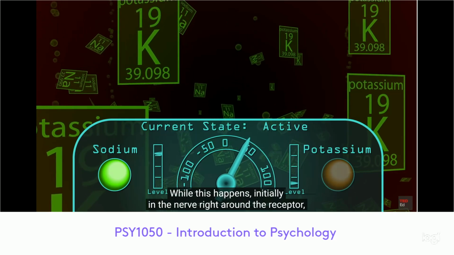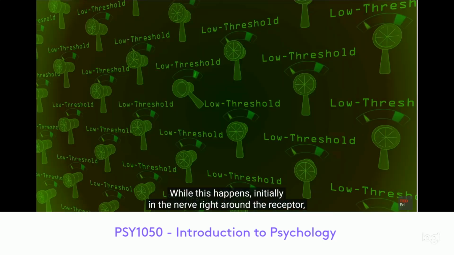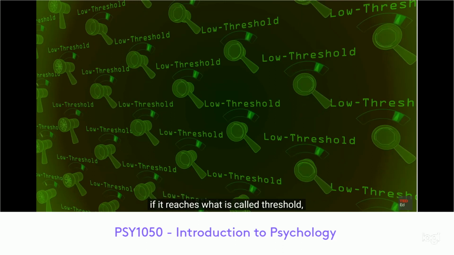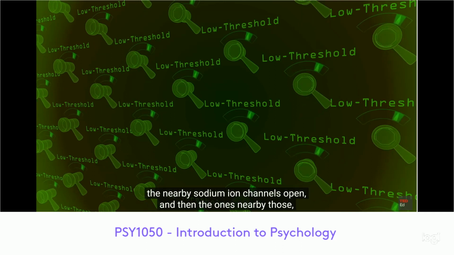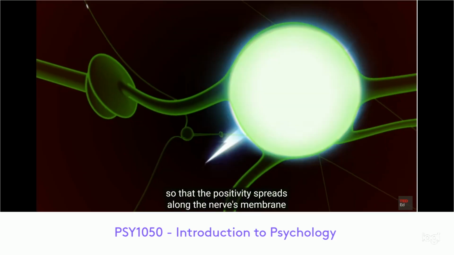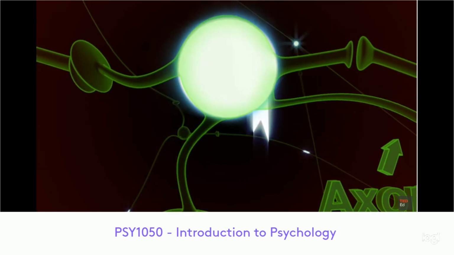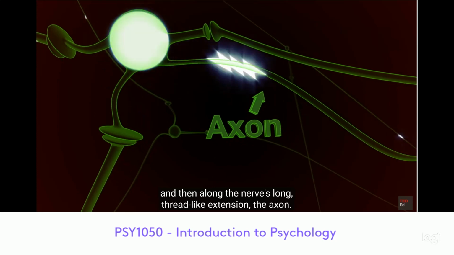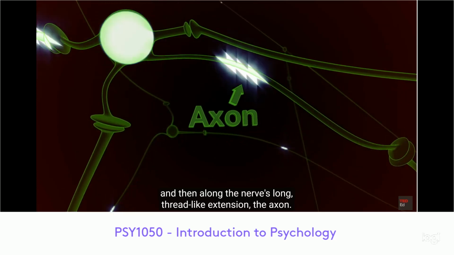While this happens initially in the nerve right around the receptor, if the change in the nerve's electrical charge is great enough, if it reaches what is called threshold, the nearby sodium ion channels open, and then the ones nearby those, and so on and so forth, so that the positivity spreads along the nerve's membrane to the nerve's cell body, and then along the nerve's long, thread-like extension, the axon.